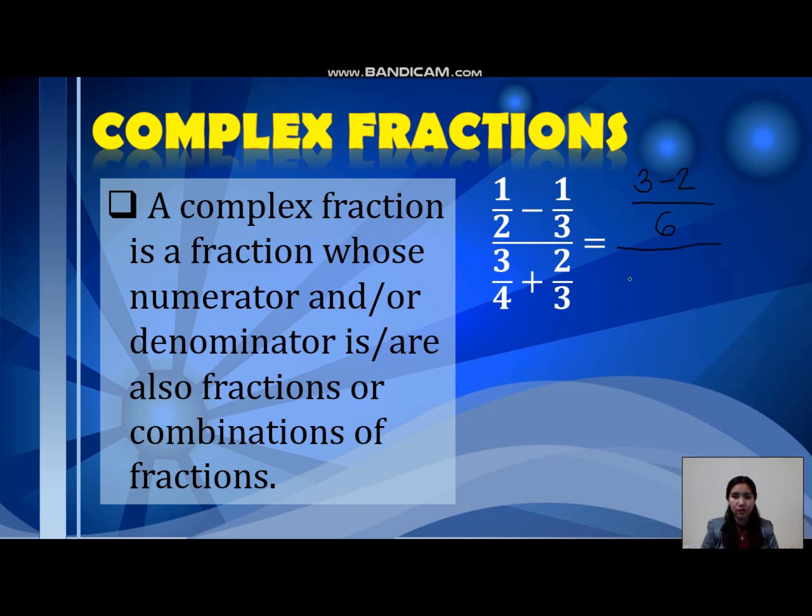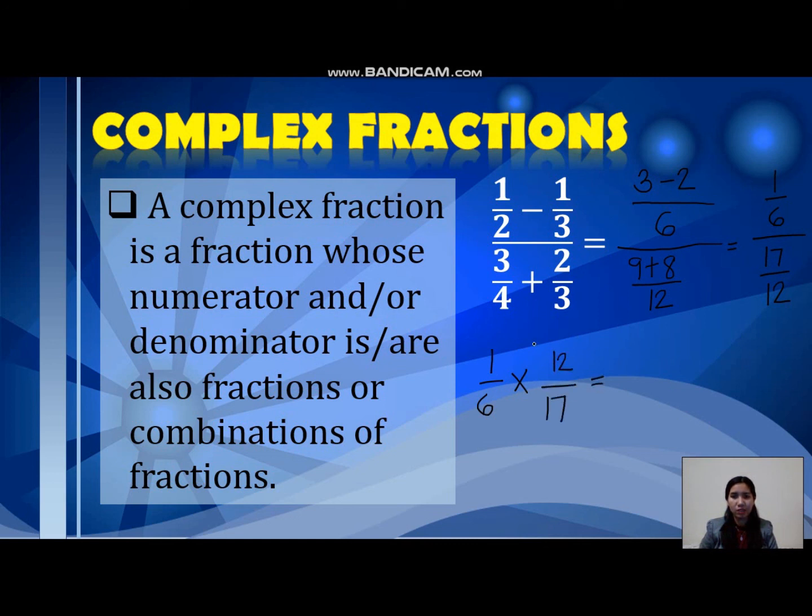All over 4 and 3, the LCD is 12. 12 divided by 4 times 3, we have 9. Plus 12 divided by 3 times 2, we have 8. Simplify, we have 1/6 all over 17 over 12. To divide these two fractions, let's apply dividing fractions. So we have 1 over 6, which is the first fraction. Proceed to multiplication. Get the reciprocal of 17 over 12, which is 12 over 17.